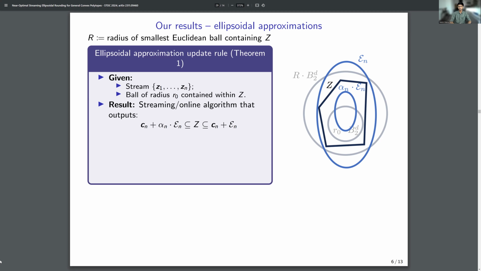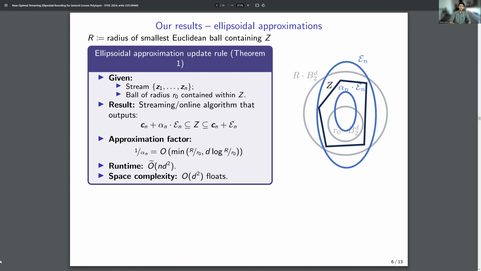So just use the picture on the right to help map things. And the approximation factor that we get here is 1 over alpha n is essentially this d log aspect ratio term. So here it should be clear why you can think of R over R0 as an aspect ratio. The runtime of this algorithm is about n d squared. So it takes about d squared runtime per point, and it has a space complexity of about d squared. Importantly, the space complexity does not depend again on the length of the stream n.